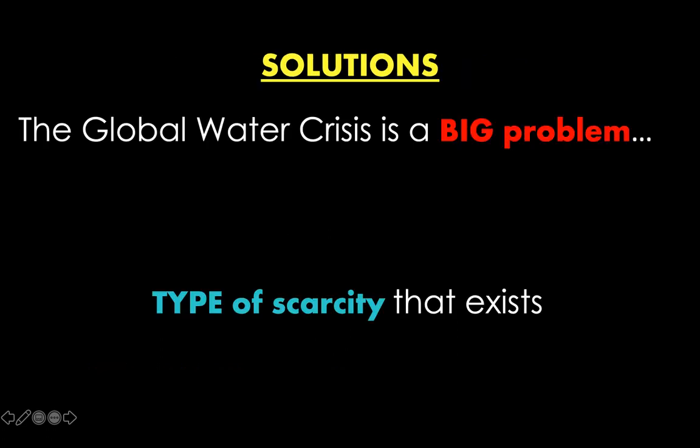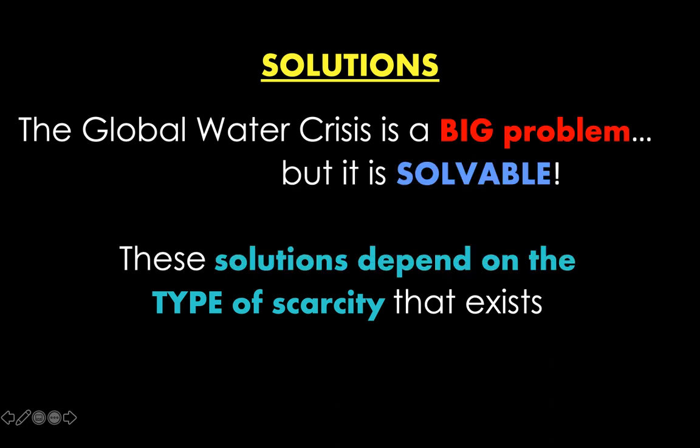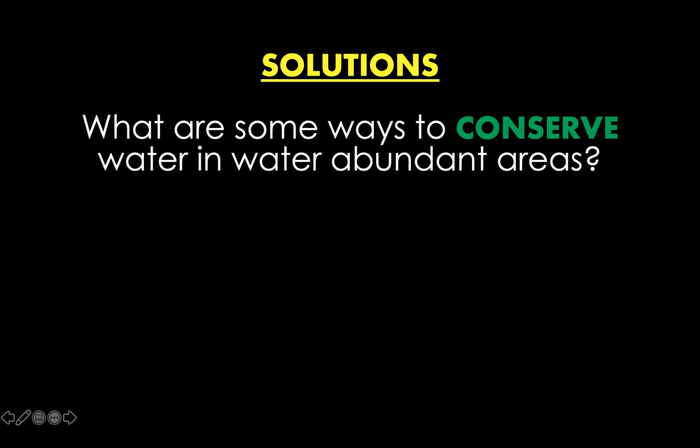Okay? So the global water crisis is a big problem, but it is solvable. And the solutions depend on the type of scarcity that exists. So remember, economic scarcity versus physical scarcity. So what are some ways to conserve water in water abundant areas? What are some things that we could do living here in Central Florida to conserve water?